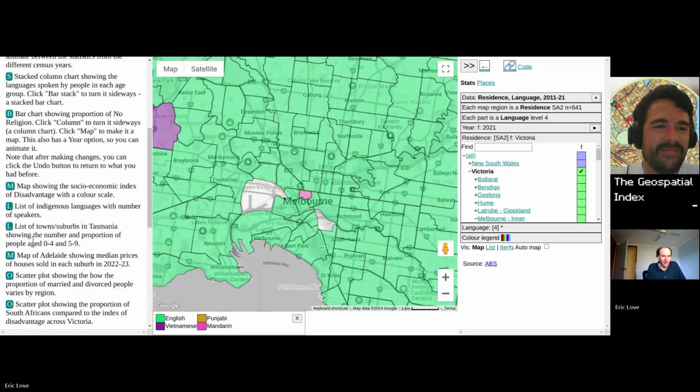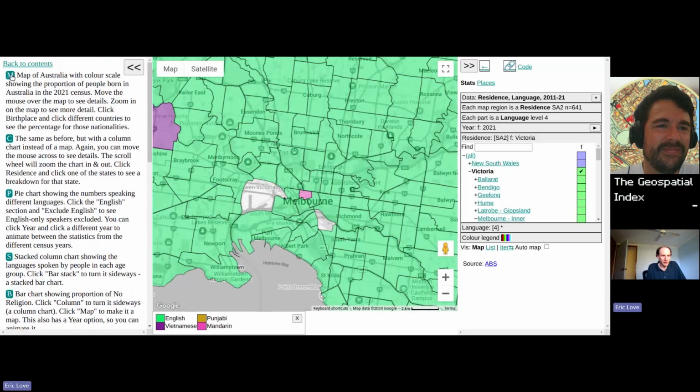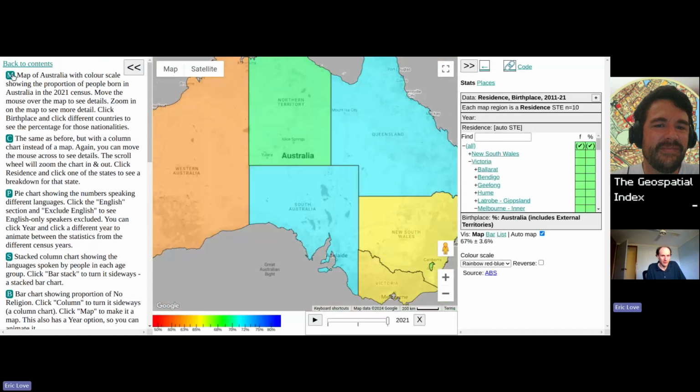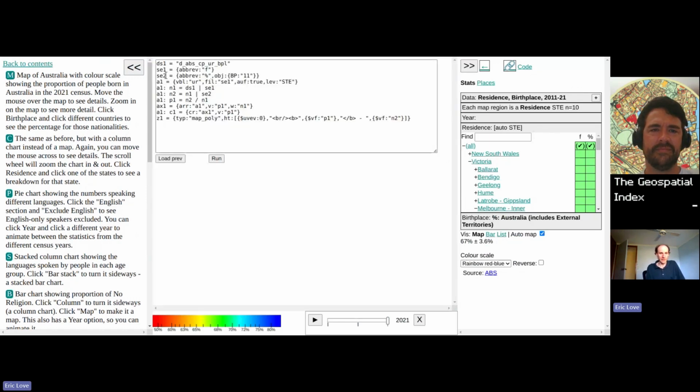So we go back to this, our original one. When I made this, I guess more than 5 years ago, on the right-hand side there was a whole lot of controls saying what you wanted to see, and you could change the settings, and then the map or the chart would change. But around 2019, I added this code system. So we have a mini language here, and this changes what you see.